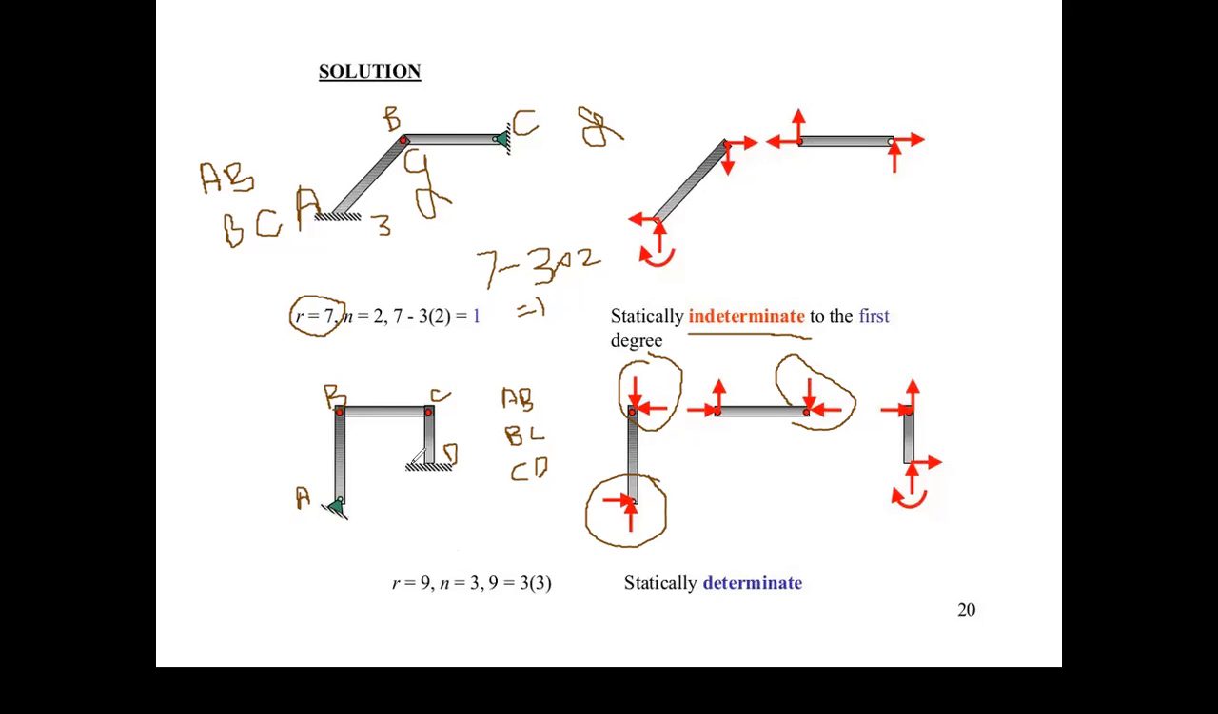How many at point D? It is a fixed support. So how many reaction forces are there? 3. So 6 plus 3 comes out to be 9. 9 minus 9, that is 0. So we have to say that the structure is a statically determinate structure.